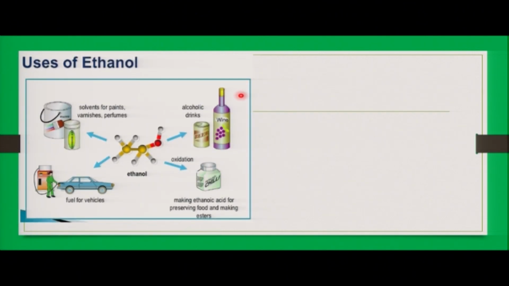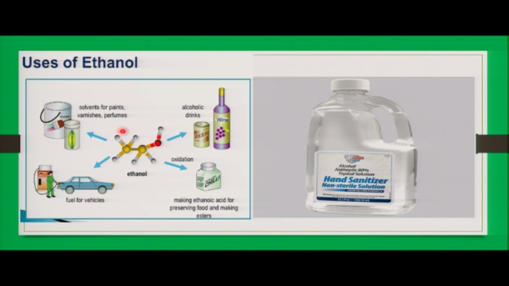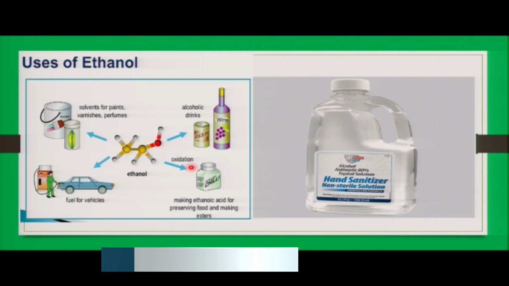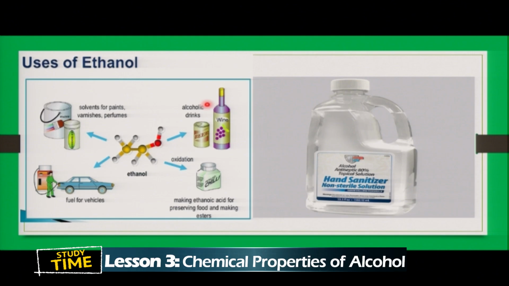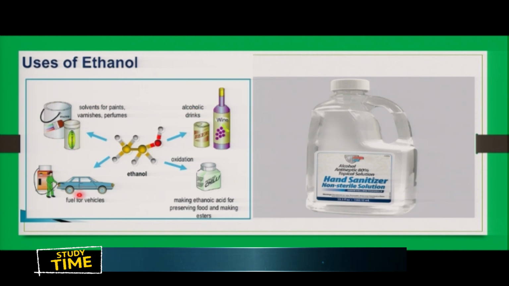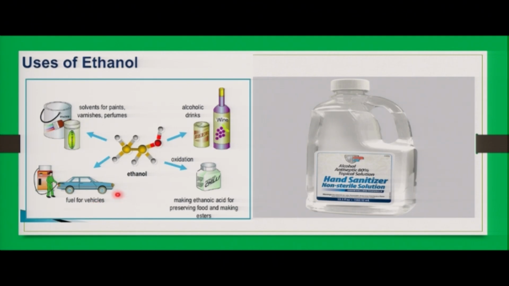So these are some of the uses of alcohol. You can say this is ethanol. We have alcoholic drinks. We have solvents. We have fuel for vehicles. We have hand sanitizer that we have been using many times during this time of COVID, because alcohols can dissolve the fat layer that covers that virus.